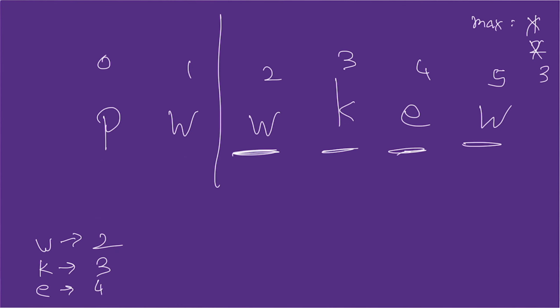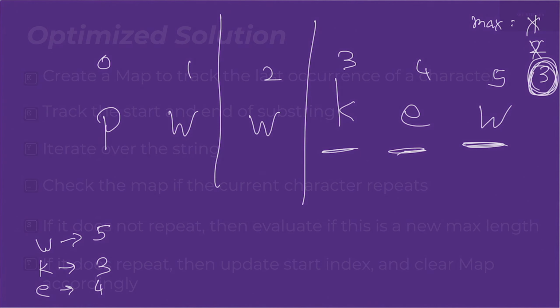Now we move on to W. We see that W is already in our map, so we update our substring after 2, so this becomes our new start index of the substring. Then we remove all the characters prior to this new start index, which is only W in this case. So removing W from our substring and removing W from our map. And in this case again, updating the index of W to 5. Now hash map length is again 3, so the max remains the same. And because this was the last character that we were iterating on, 3 is our answer.